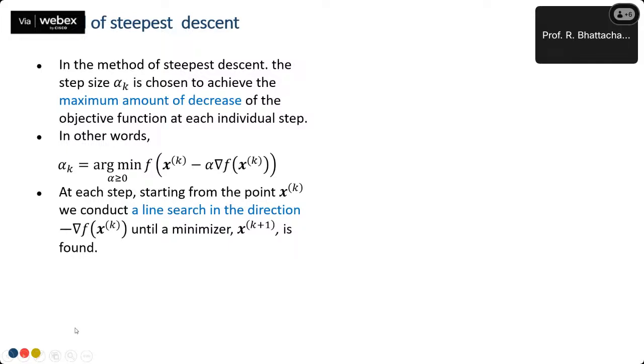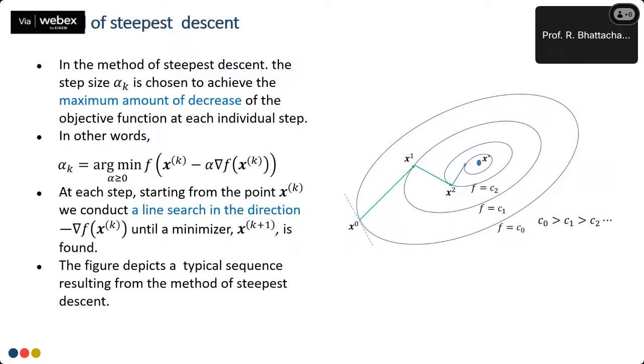And at each step, starting from a point xk, we conduct a line search. That's what I mentioned, that in the direction of the negative of the gradient, we try to find a line search, and there are several one-dimensional line search algorithms available, until a minimizer xk plus 1 is found. So this is depicted here. We start from x0, we go to x1, from x1 to x2. Like that, we keep on progressing on the level sets. And then finally, we reach the minimizer point x star.